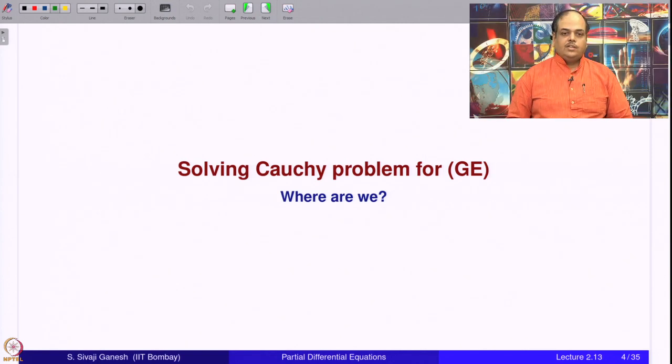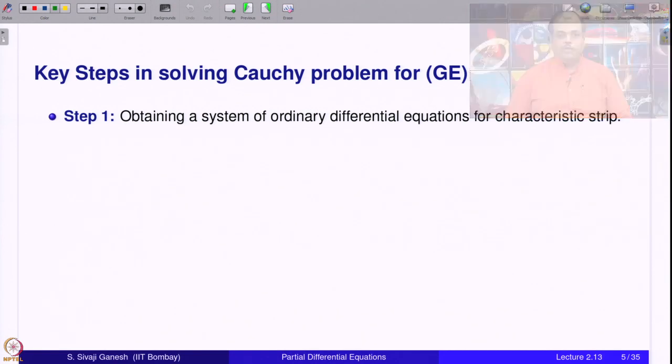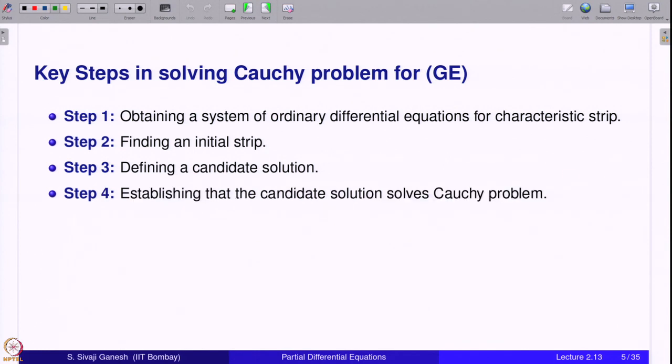Okay, where are we in solving the Cauchy problem? The key steps involved in the solution of the Cauchy problem were identified. Step 1 is to obtain a system of ODEs for the characteristic strip, and step 2 is finding an initial strip. The third one is to define a candidate solution, and the fourth one is establishing that the candidate solution is indeed a solution. So, steps 1 and 2 were successfully implemented so far.